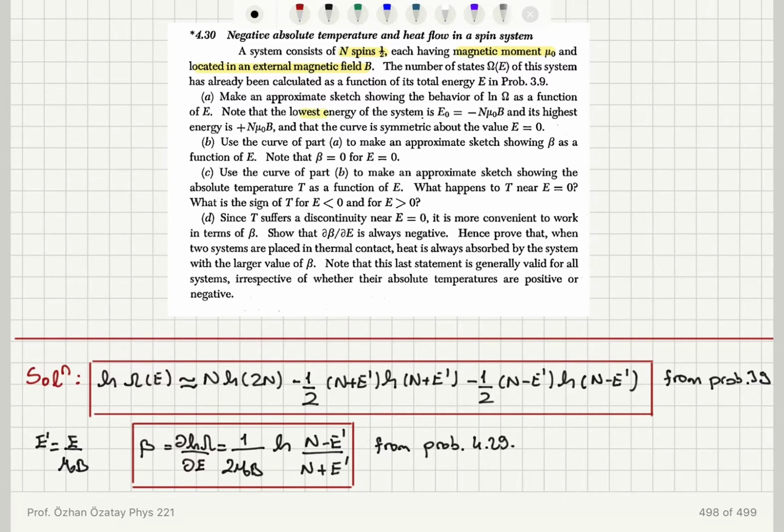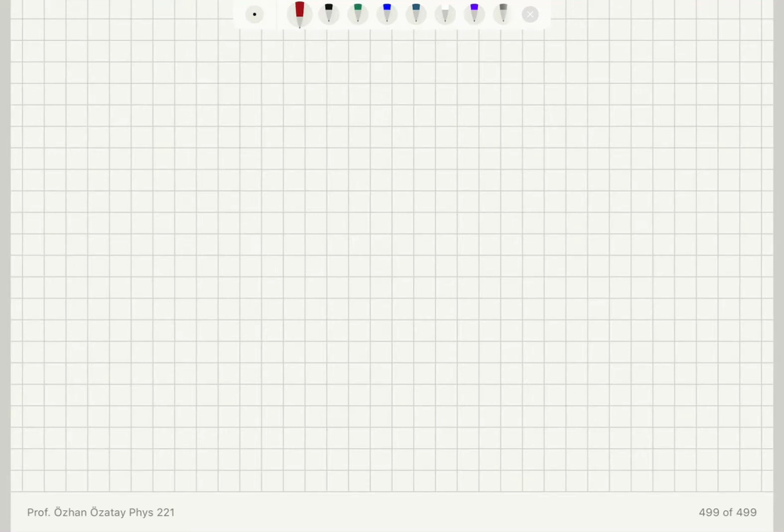Note that the lowest energy of the system is minus N μ0B, and the highest energy is plus N μ0B. The curve is symmetric about E equal to 0. So here I have noted the result from problem 3.9 and problem 4.29 for ln omega as a function of energy, and beta, its derivative with respect to energy. First of all, to answer part A, we have to make a few observations.